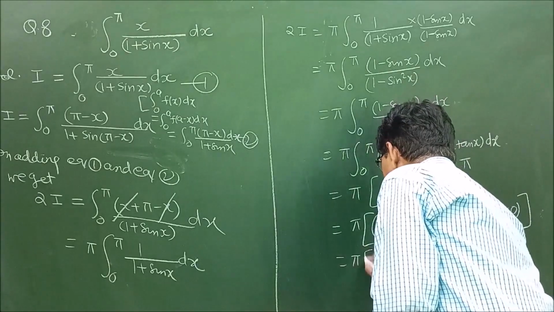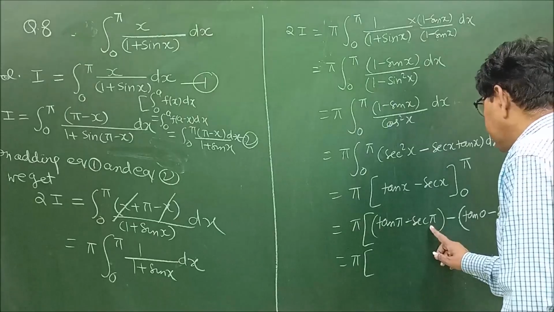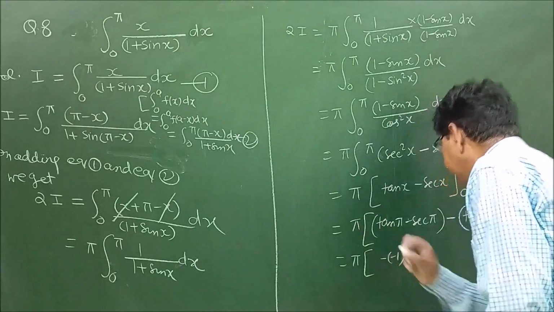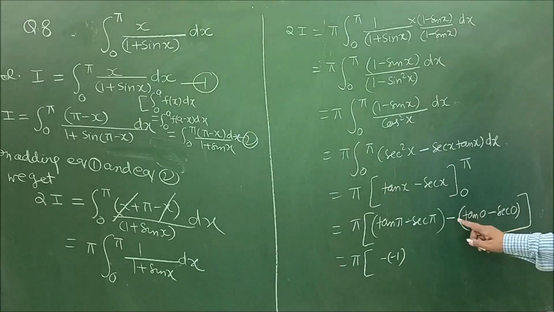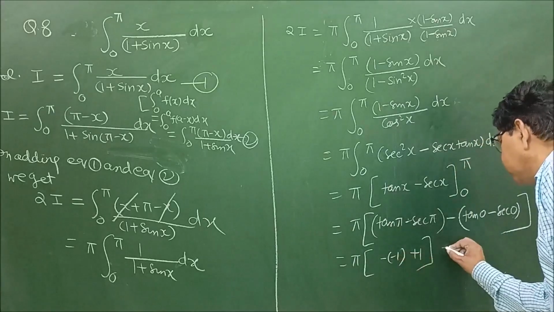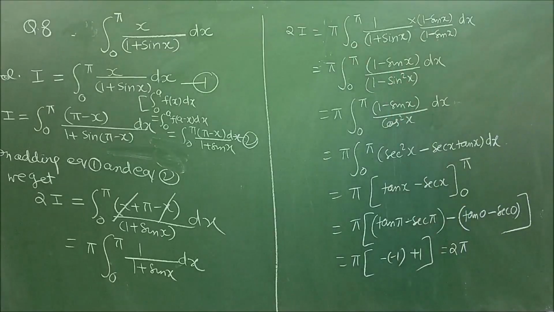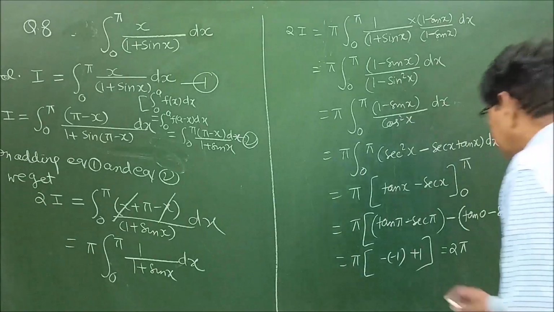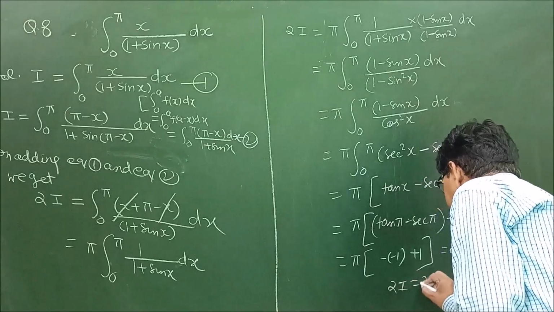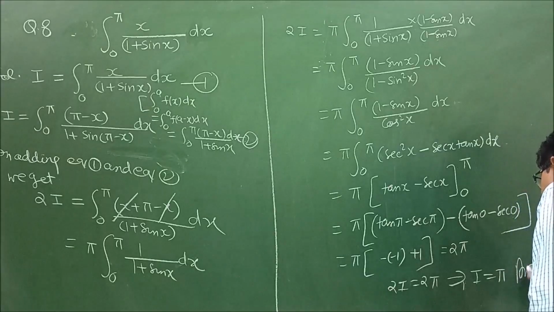Pi into the value of tan pi is 0, sec pi is equal to minus 1, so minus of minus 1, tan 0 is again 0, minus sec 0 is minus 1, so minus minus is plus 1, so 1 plus 1 is equal to 2 pi. So 2I is equal to 2 pi, or I is equal to pi. 2I is equal to 2 pi, which implies that this integral is equal to pi. So this is the final answer of the question.